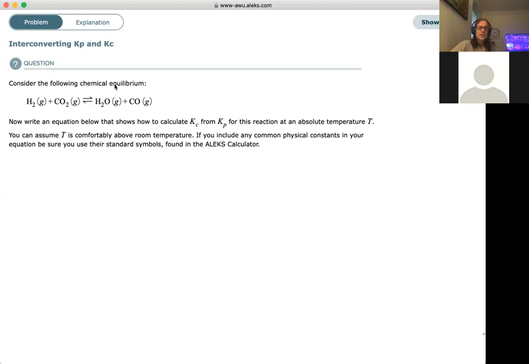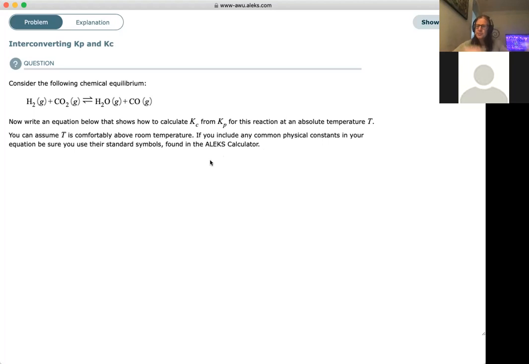Consider the following chemical equilibrium. H2 plus CO2 goes to H2O and CO, all gases. Write an equation that shows how to calculate Kc from Kp for this reaction at absolute temperature T. You can assume that T is comfortably above room temperature. If you include any physical constants in your equation, be sure to use their standard symbols found in the ALEKS calculator.